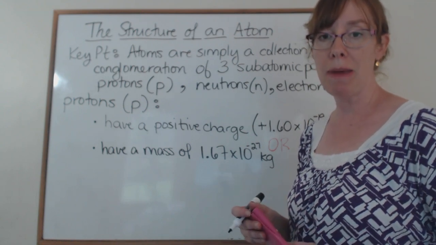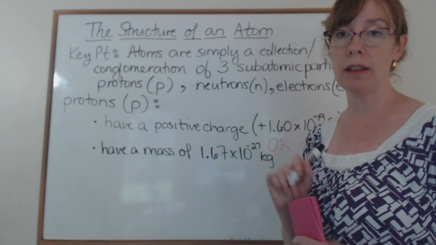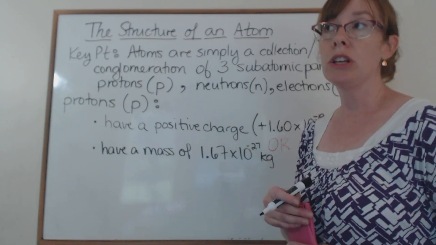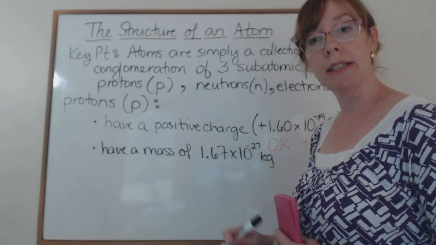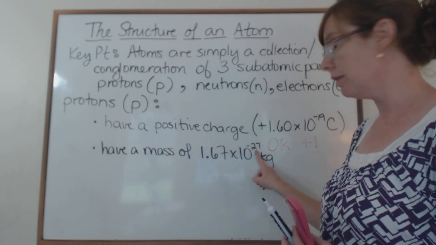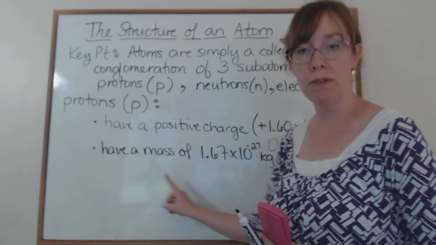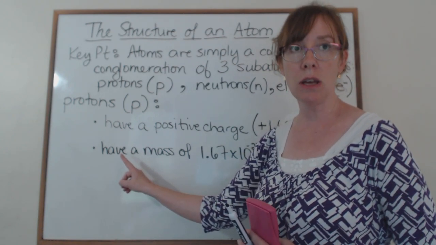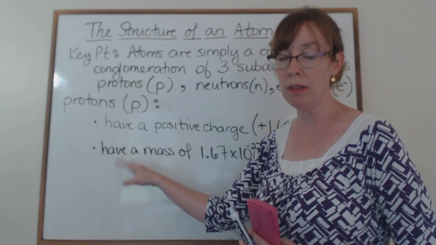Let you take a second and peek back. Which number is larger, the proton or the electron? Hopefully you see that the proton is actually larger because this number is smaller. It's going to have you move fewer spaces to the left, so it's actually a larger number than the other one.